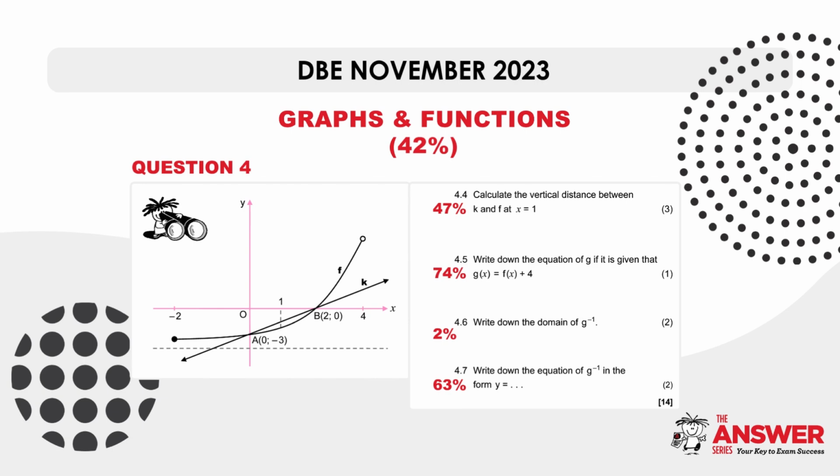Looking at the rest of question 4, in terms of achievement, 4.4 achieved a 47% average, 4.5 a 74% average, 4.6 a 2% average, and 4.7 a 63% average. The whole of question 4 was out of a total of 14 marks.